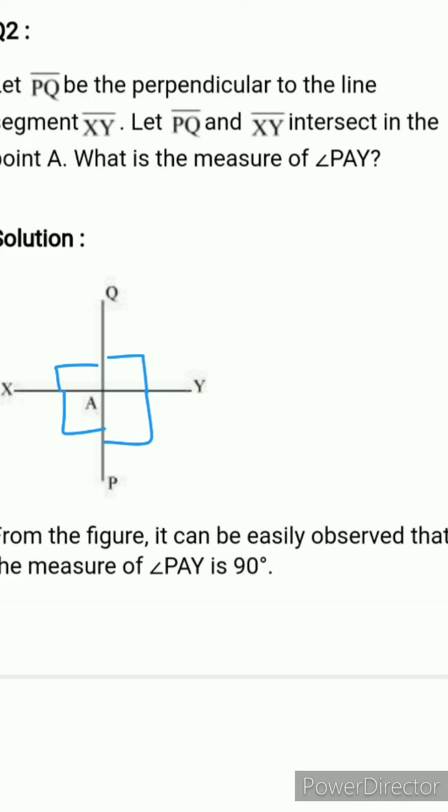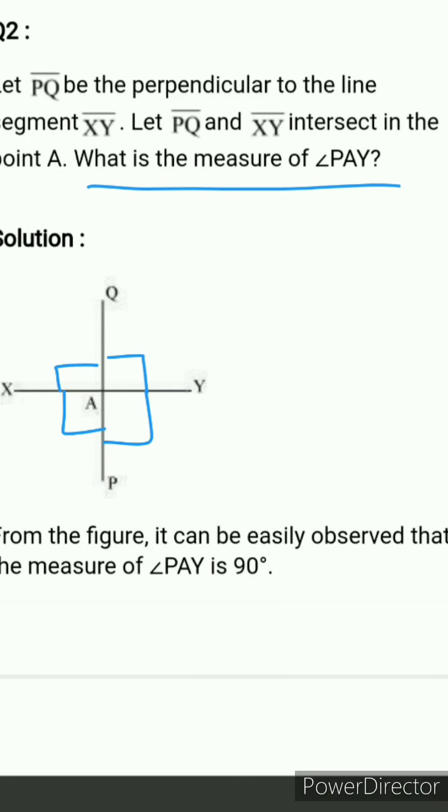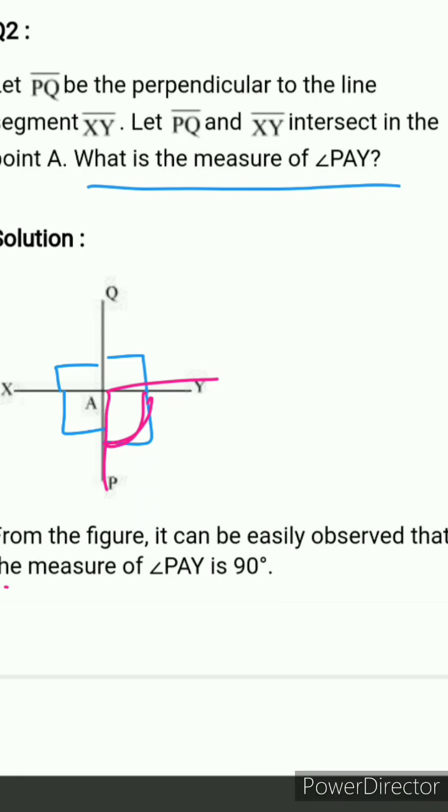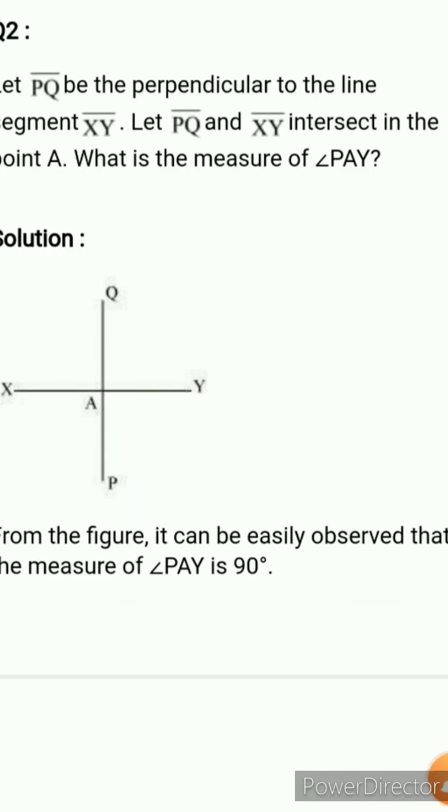So we have to check what is the measure of angle PAY. It means we have to check that angle PAY. Clear? So what is our answer? From the figure, it can be easily observed that the measure of angle PAY is 90 degrees, and you can mention the reason also: perpendicular lines.